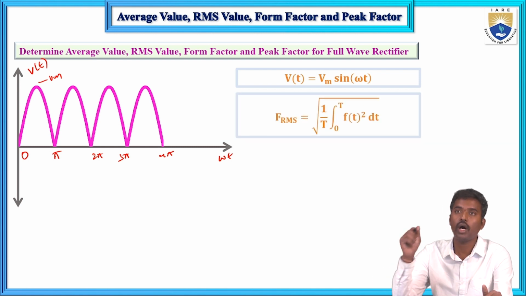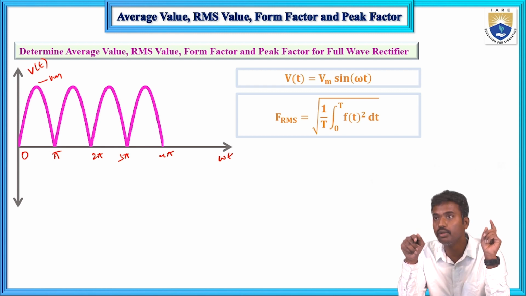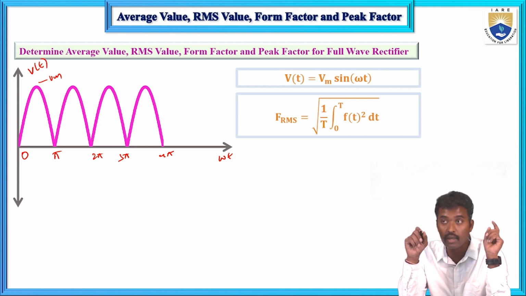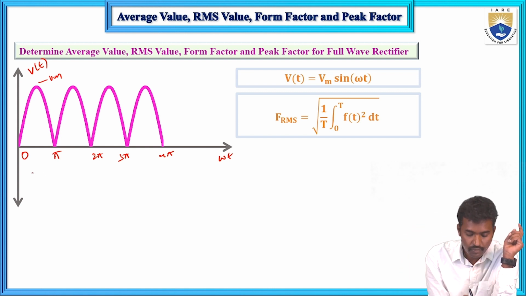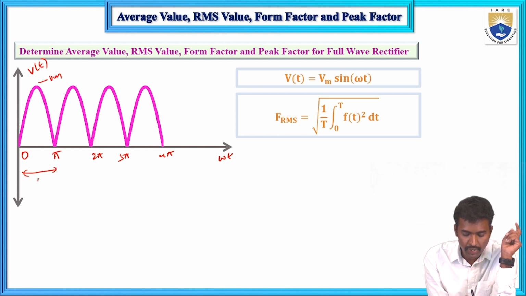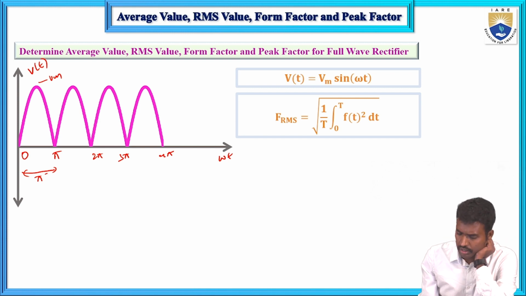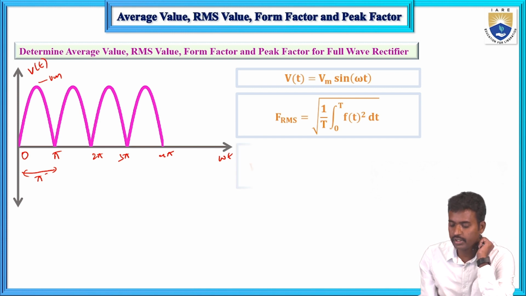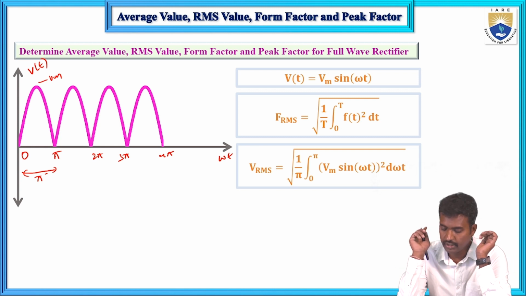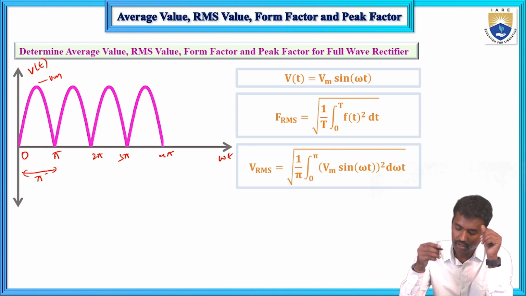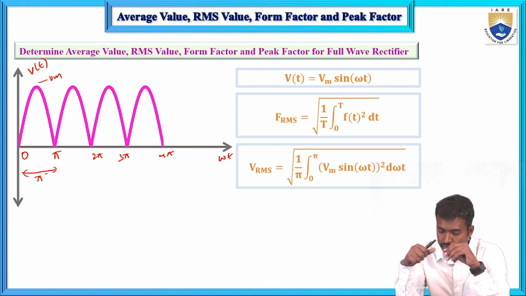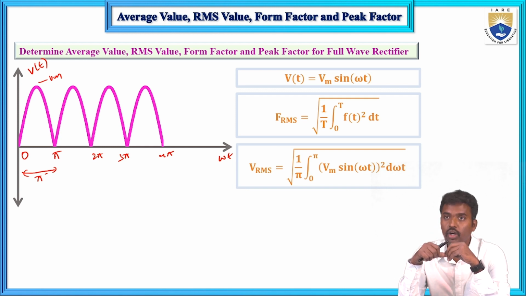Same thing for the RMS value: consider the full time period, up to pi, t equals pi, and f of t is V of t equals Vm sin omega t. Vrms equals square root of 1 by pi, integral from 0 to pi of Vm sin square omega t d omega t.